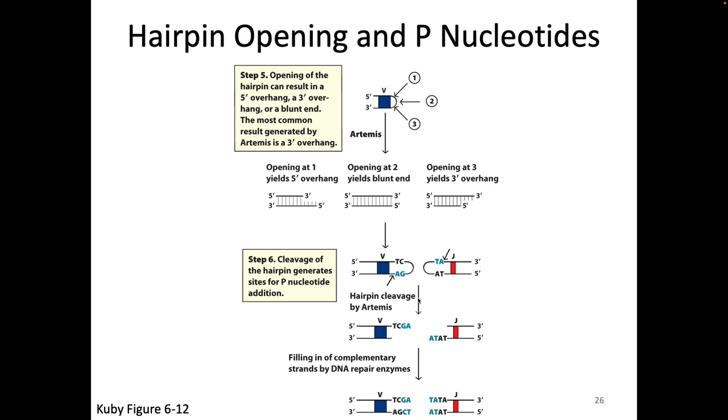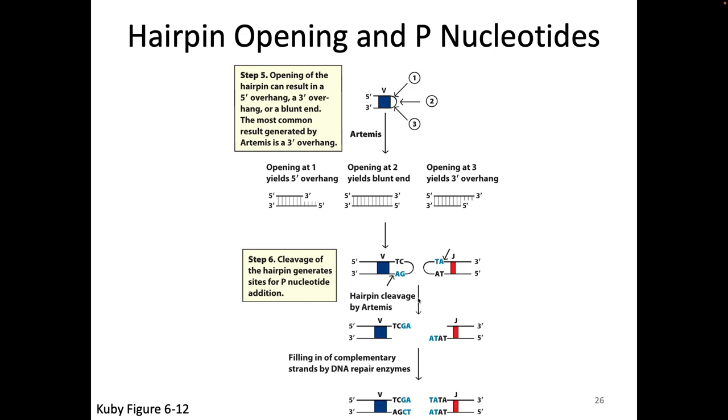Artemis is hanging out in this location, and it's going to cut a bond. But sometimes it doesn't cut this original bond. Sometimes it cuts too far up here on this strand. Sometimes it cuts too far on this strand. It can actually cut up to 5 base pairs away in either direction. So there's sort of this 10 base pair range where it can cut.